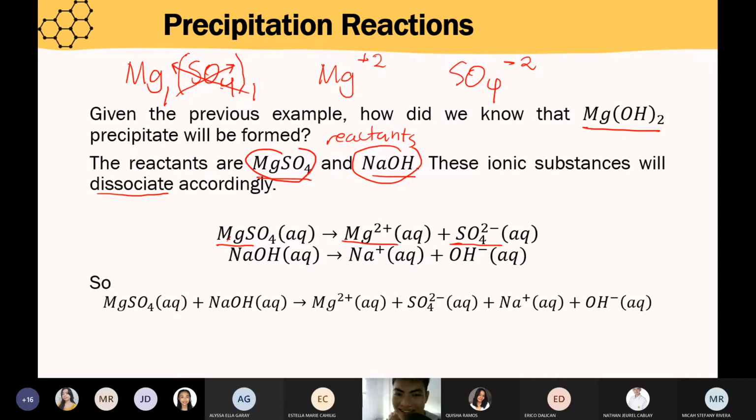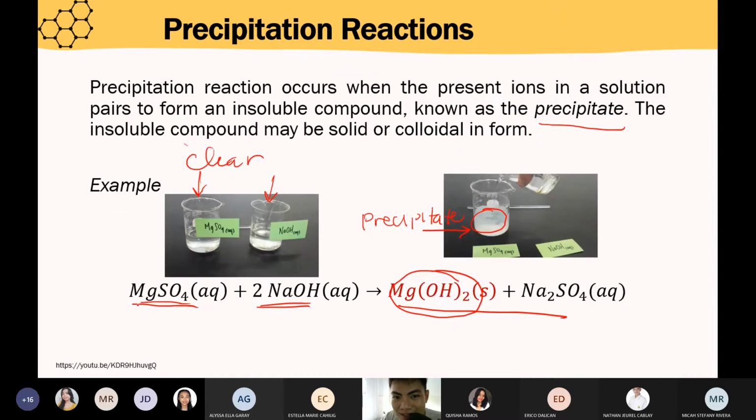Wala pa tayo sa part na yan, Kyla. Okay. So, ang ginagawa lang natin, reactants to keep in mind, reactants. Wala pa tayo sa mismong precipitation. You just have your reactants. Ang sabi lang, first step, you dissociate them muna. Wala pa tayo dun sa part na yan.